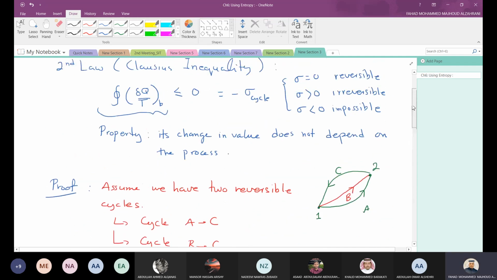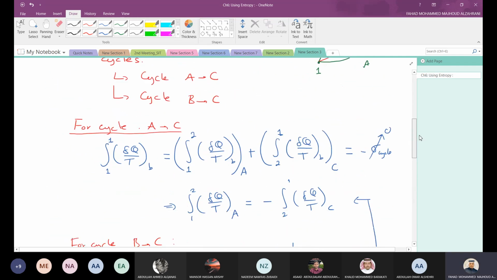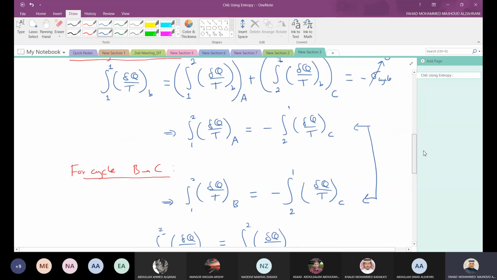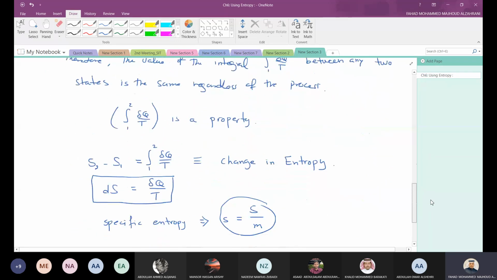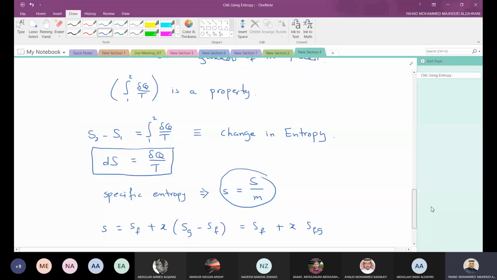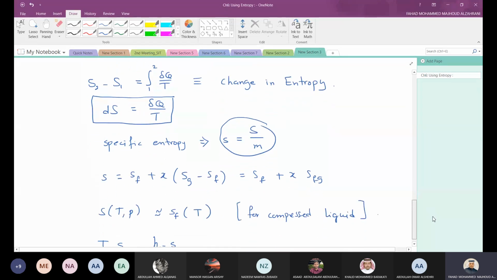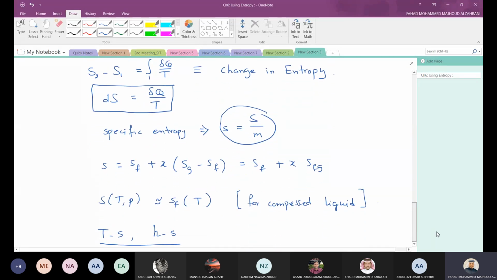Okay. So just a recap here. We proved that this integral is a property, and we're going to call this integral change in entropy. So we're going to define it as ds equals dq over T, and capital S here is the extensive property, which is the entropy. Small s is the specific entropy, which is capital S divided by m, and then we can evaluate the entropy using tables, using figures, using equations, etc.